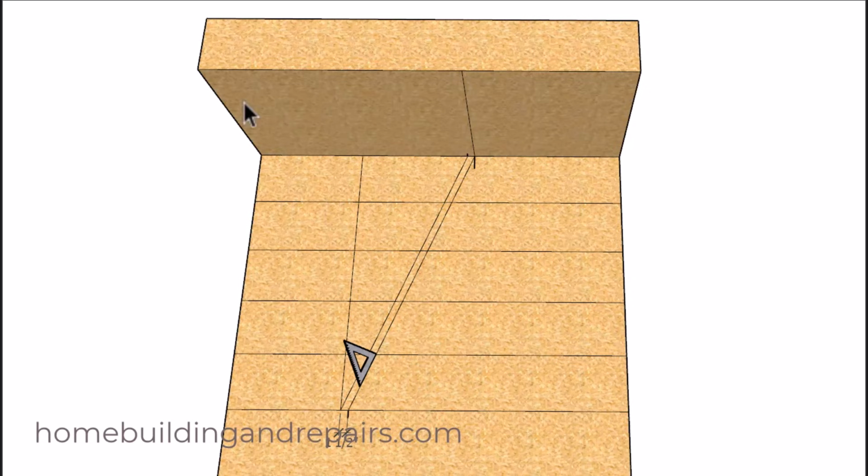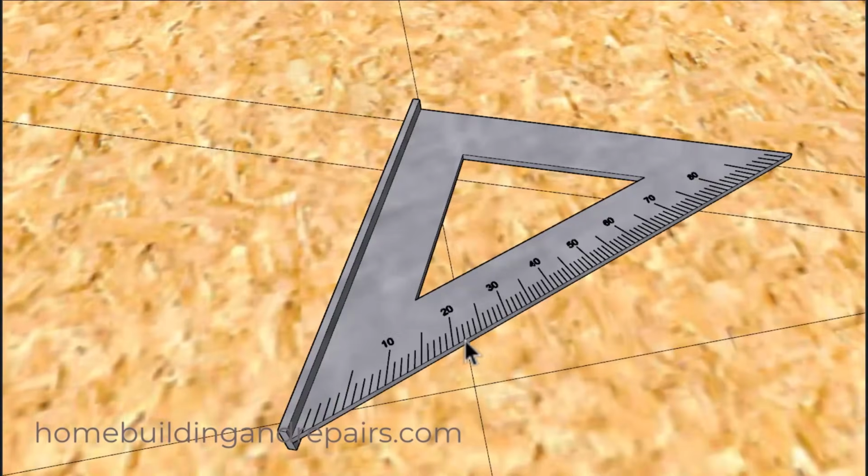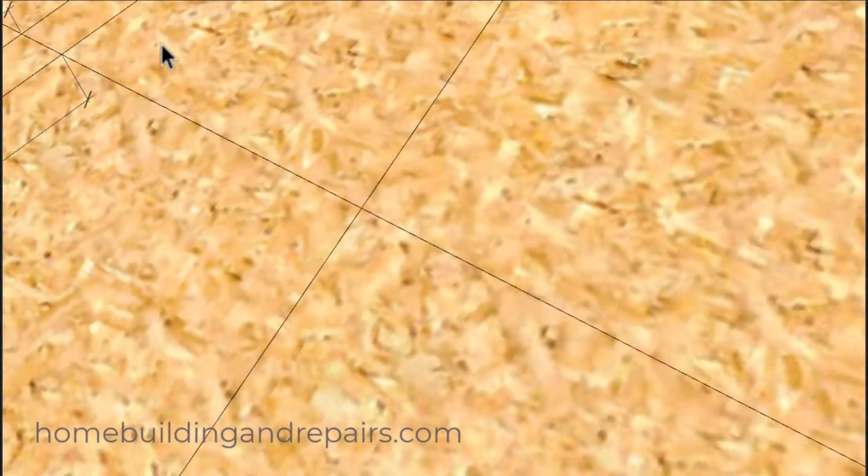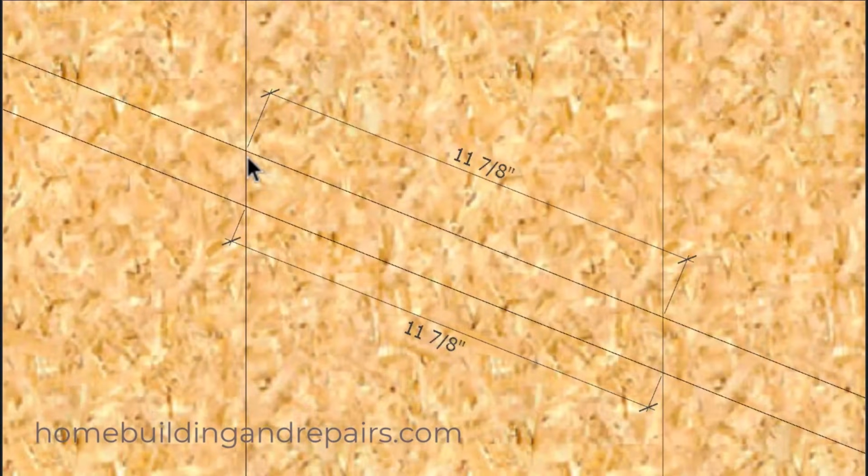Next thing, you can grab a speed square and use it to calculate the angle of the stringer. And this will also be the angle of the risers that you can use to cut the stair stringer. Then all you need to do will be to simply grab your measuring tape and measure the distance. That's it. It's that simple.